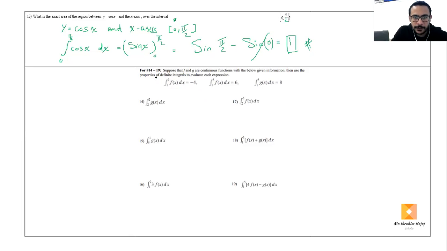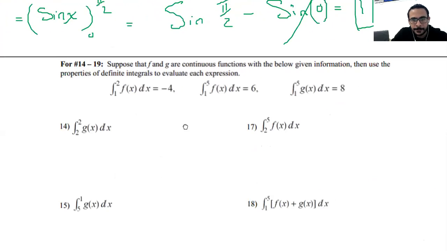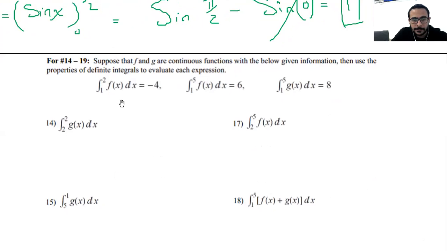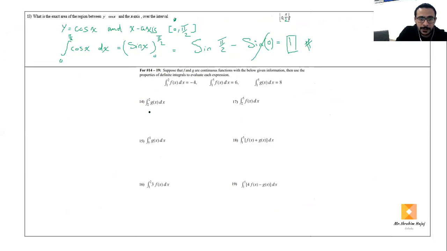Next, questions 14 to 19. Suppose that f and g are continuous functions with the given information, then use the properties of definite integrals to evaluate each expression. Given the integral from 1 to 2 of f of x dx is negative 4, from 1 to 5 of f is 6, and from 1 to 5 of g of x equals 8. Number 14: from 2 to 2 of g of x dx. This is the property we said yesterday: from a to a, the same position, so the answer is zero.